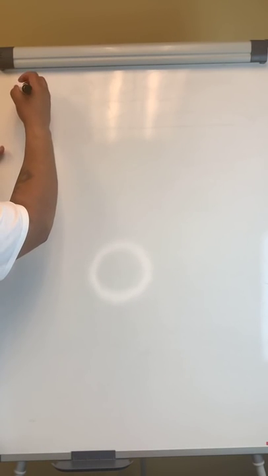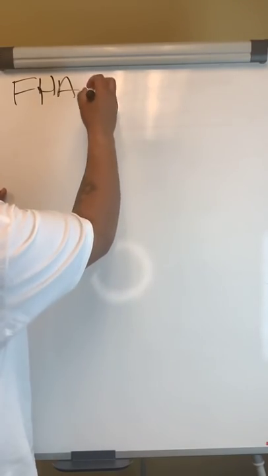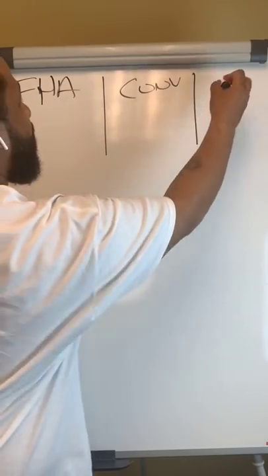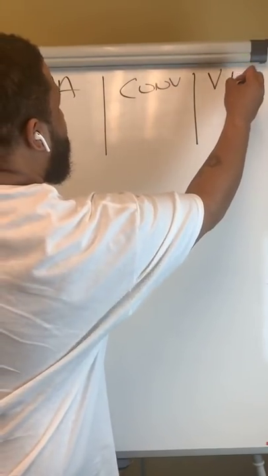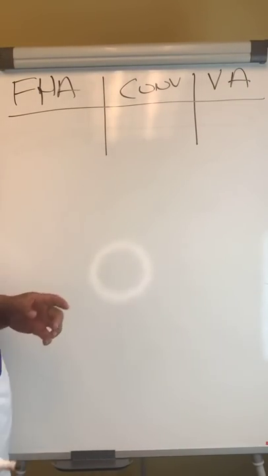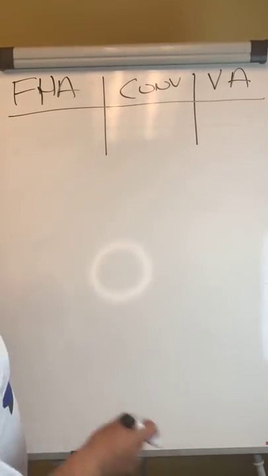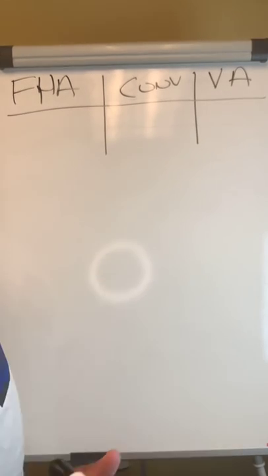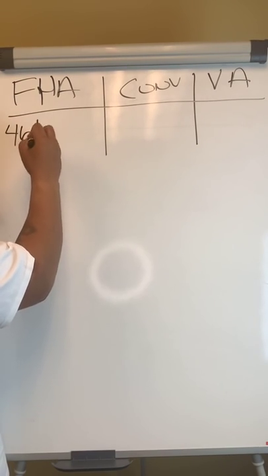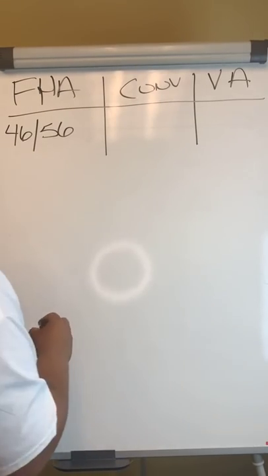So, let me break down. FHA, let me start off right here. FHA DTI, conventional DTI. And I'll go VA here too. Why not? Let's shout out to the veterans, right? So online, it would tell you some stuff like 43 over whatever, right? It's all BS. Most lenders are going to use these numbers right here. Your front end ratio, 46. Back end ratio, 56. I'm going to show y'all how to calculate that in a minute.